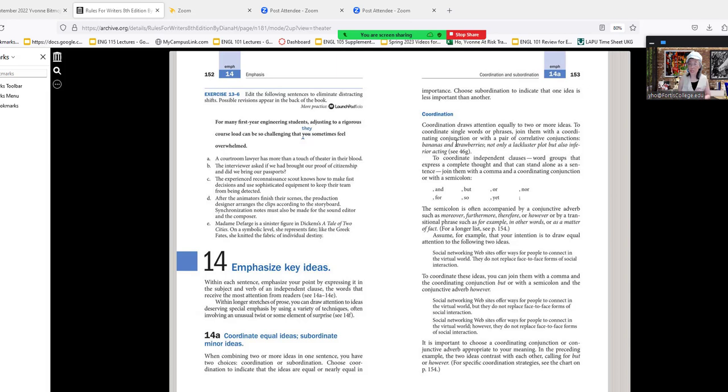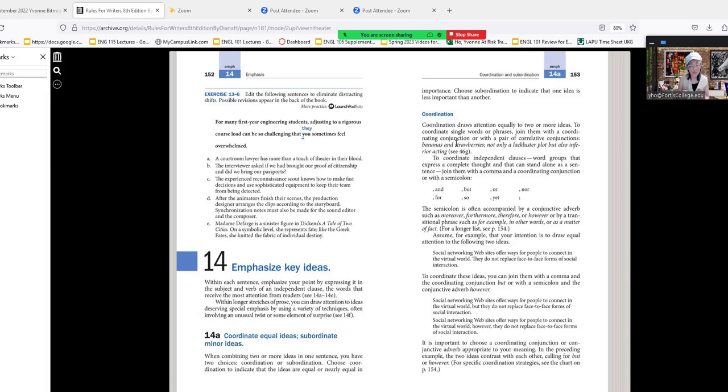So you have the choice of either using FANBOYS, and you have to have a comma between the two sentences, or you would use a transition word such as semicolon, however, comma. Either way, whether you use a coordinating conjunction or a transition word, in both cases you are combining two ideas or two sentences of equal significance. Hence the word coordinate, meaning that they're both the same importance. It is important to choose a coordinating conjunction or conjunctive adverb appropriate to your meaning. In the preceding example, the two ideas contrast with each other, calling for but or however.